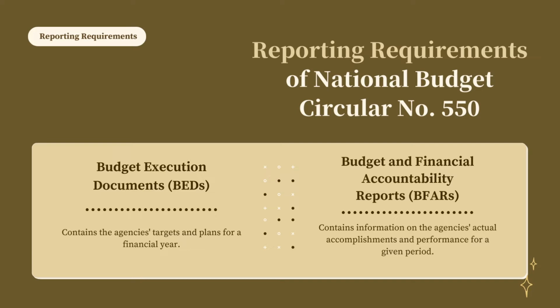Secondly, is the Budget and Financial Accountability Reports. These reports, on the other hand, contain information on the agency's actual accomplishments and performance for a given period. These required reports show how agencies used their funds and identify their corresponding physical accomplishments. This may include quarterly physical and financial reports of operations, quarterly income reports, a monthly statement of allotments, obligations, and balances, and lastly are monthly reports of disbursements.